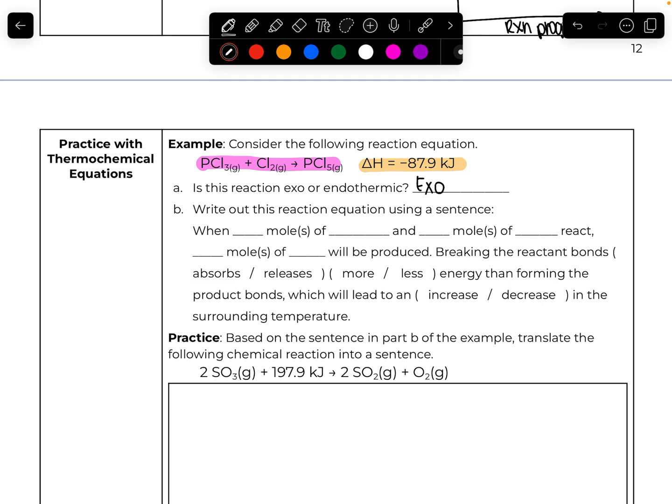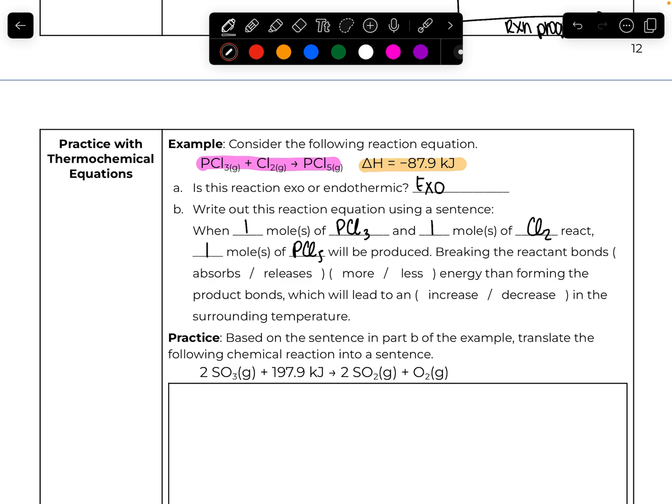So if we try to think through how we would read this chemical reaction, let's think about how many products and reactants we have and what's happening to their bonds. We're starting out with 1 mole of PCl3. This is going to react with 1 mole of Cl2. When these things react with each other, what are we going to make? We're going to make 1 mole of PCl5. Okay, so now let's think about the thermochemistry part of it.